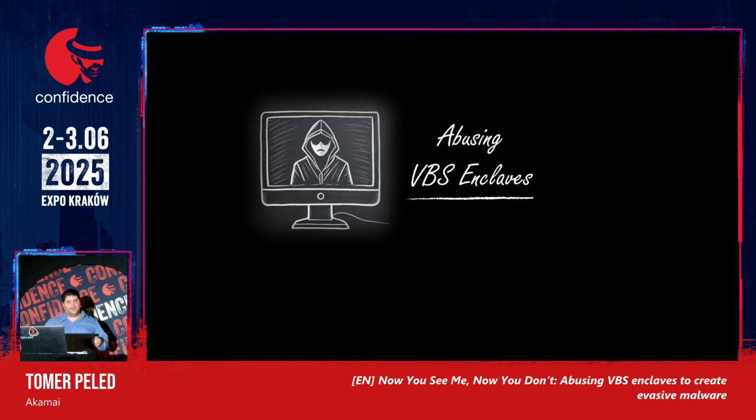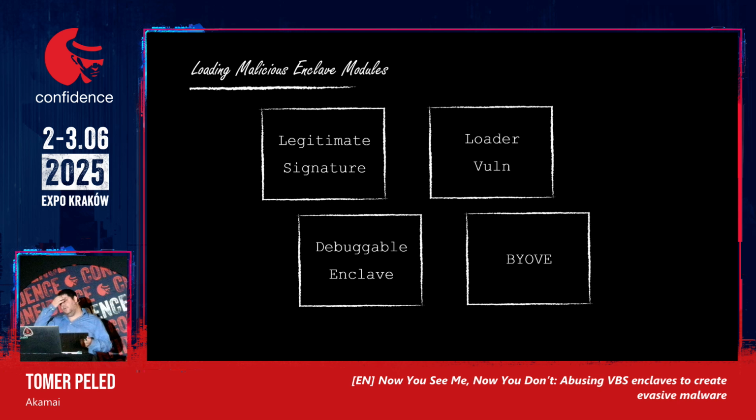So now let's get to the fun part about how to abuse those VBS enclaves. But before we can do so, as we have said, VBS enclaves must be signed by Microsoft. This proves to be a limitation for attackers. So in the next section, I want to go over 4 different options that we thought about that can bypass this limitation. The first one is a pretty straightforward one, and it's by using legitimate signatures.